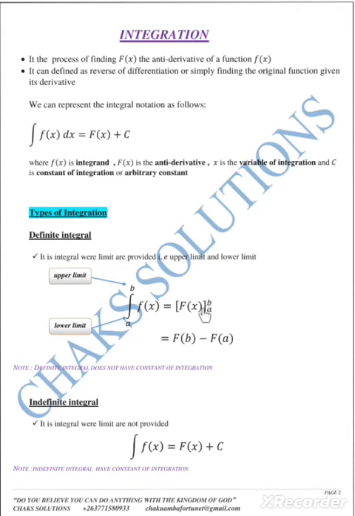So when now evaluating, the first thing, we put the upper limit into our antiderivative minus the lower limit into the antiderivative, then we get the final result. So when you are dealing with a definite integral, there is no constant of integration. We don't put the constant of integration c.